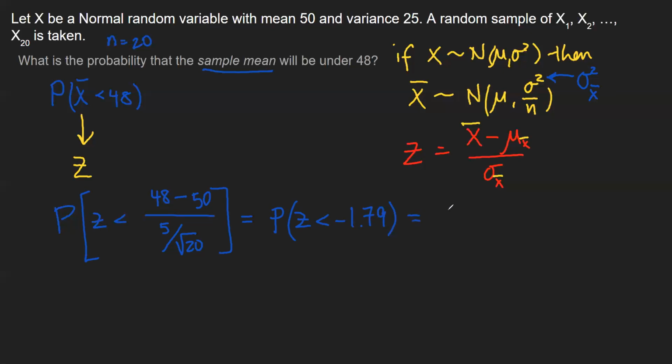Now that's the same as looking up the z table for negative 1.79. This is already the area to the left. Using my table, I can see this probability is 0.367. So that's the probability example working with our X bar.